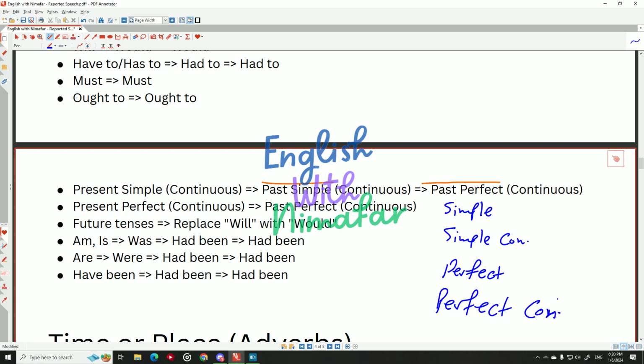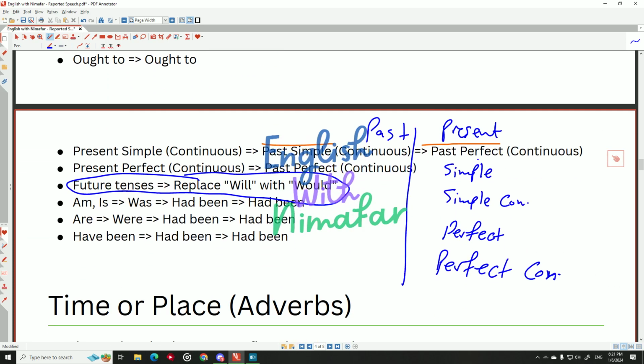So here, I'm just talking about present and past. Why not future? Because here we replace will with would. Very easy. So when you have simple, for example present simple, you make it past simple. Very easy. When you have simple continuous, I am playing, he said that he was playing. Perfect: I have seen you, past perfect: he had seen you. Perfect continuous: I have been playing soccer. He said that he had been playing soccer.